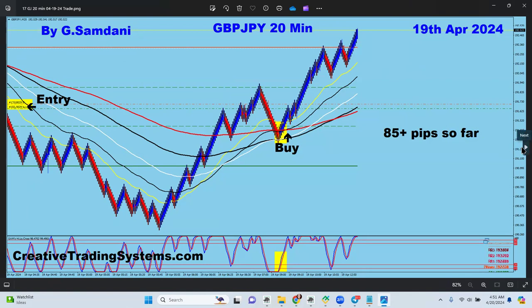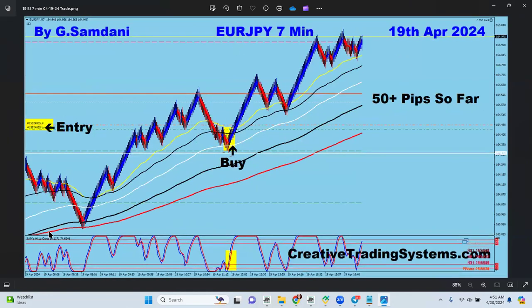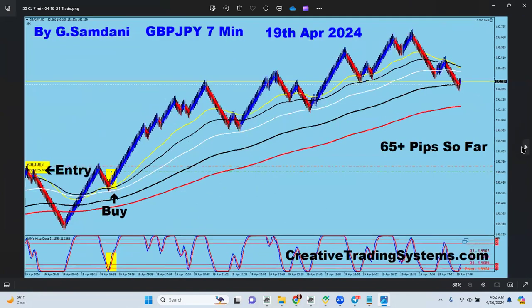And based on what, okay? So on the 19th, Euro Yen from the 20-minute chart, long setup to 65. On the 19th Euro Yen, this started from here, that 20-minute entry, and then a dip, and then the 7-minute gave me a 50 pip trade again on the 19th, right? All long. This Pound Yen, you saw the 20-minute chart, and now this is from the 7-minute chart. Another entry for 65 pip.